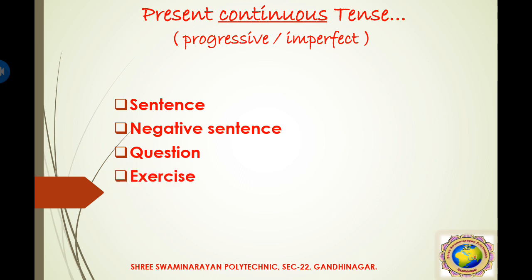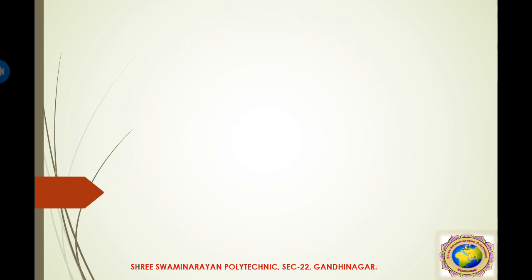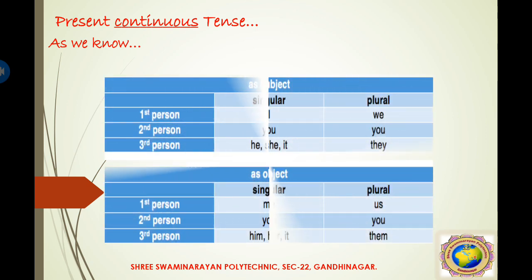Okay. So before we start, we know that a sentence is made from subjects, objects and the verb. So first of all we know about the subject and object. Now the subject has 3 parts: first person, second person and third person. In the same way the object also has first person, second person and third person, in singular form and plural form. So what is the meaning of first person?